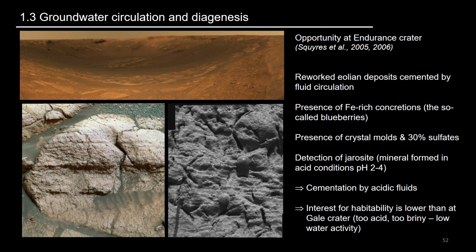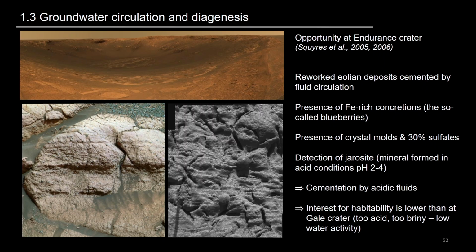What they observed is a lot of different signatures of diagenesis. For instance, you have these concretions here. They have been called blueberries because in the color image they look like blue spots, difficult to see here. But actually they are iron-rich concretions. And they are probably similar to what is found on Earth when you have diagenesis with iron-rich material collecting within small berries like this. And you have also these pieces of material here which are called crystal molds. They look a little bit like footprints of birds. And these crystal molds correspond likely to sulfates because the rocks contain 30% of sulfates. But these molds show that the crystals were dissolved.